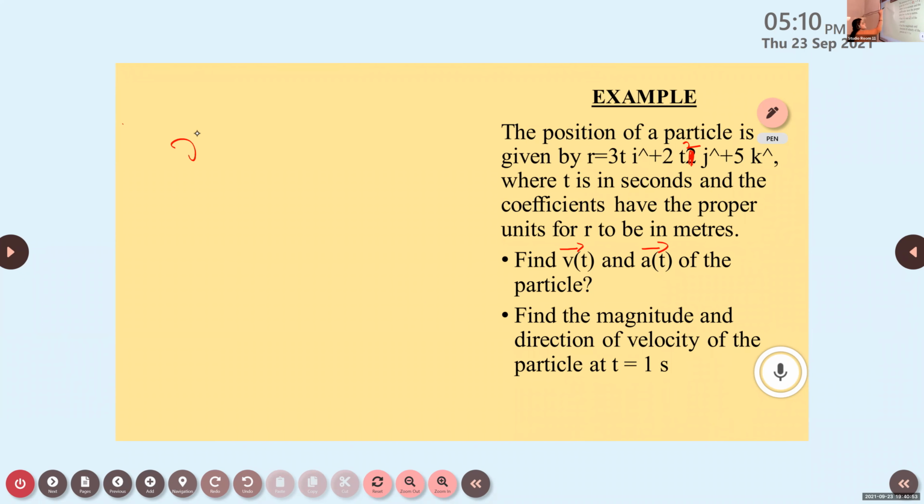Okay, so here the position vector is given by vector r is equal to 3t i cap plus 2t square j cap plus 5k cap. If you put an arrow mark, then only it becomes the vector. So first sub question, find v of t, the velocity vector.